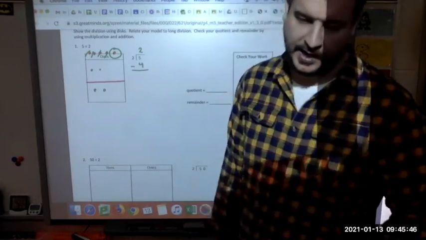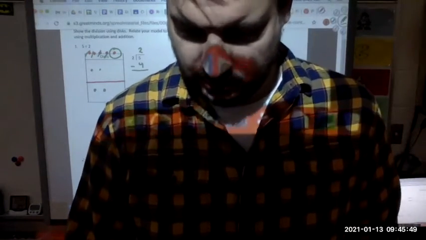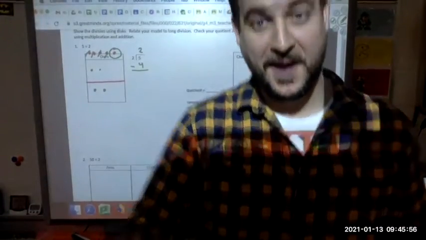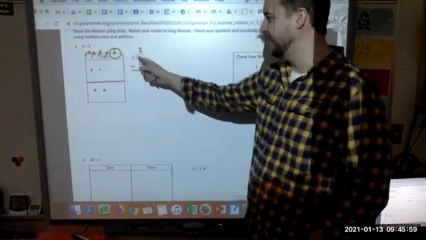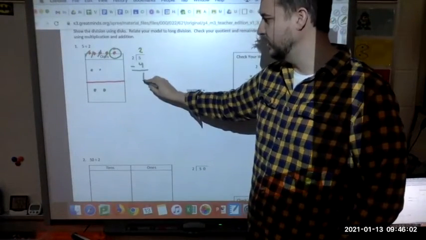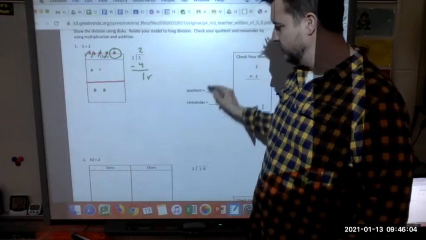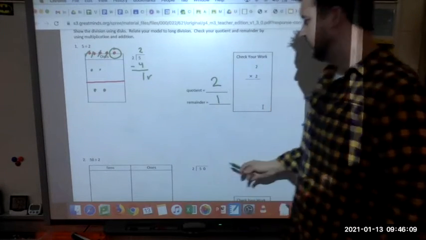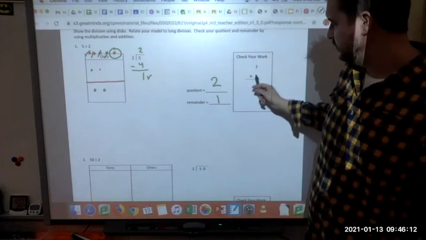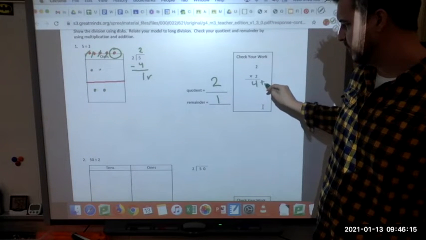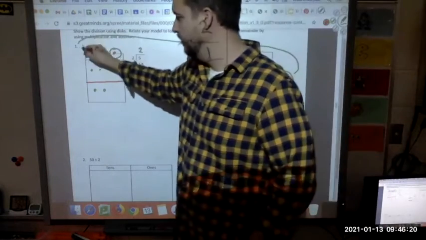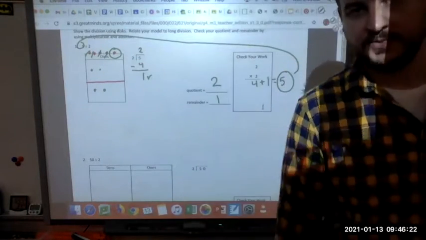Subtract. 5 minus 4. So 5 minus 4 is 1. 2 cannot go into 1. That is a remainder. So my quotient is 2. My remainder is 1. Check it using multiplication. 2 times 2 is 4. Add your remainder. You get 5. That's the same as my dividend. So that means I am right.